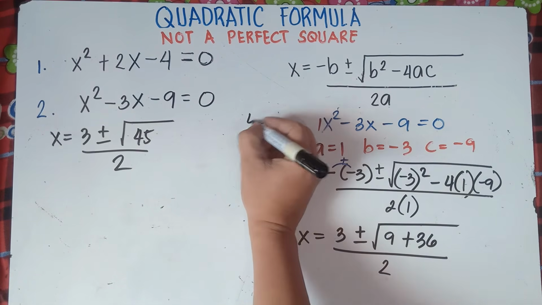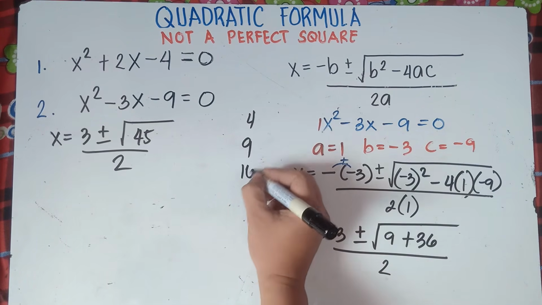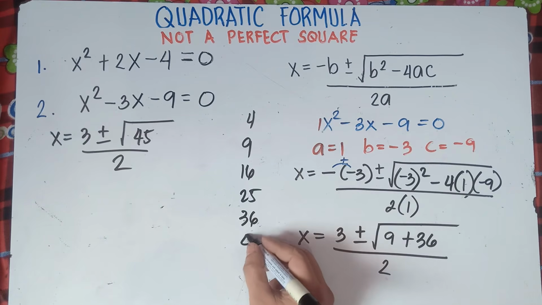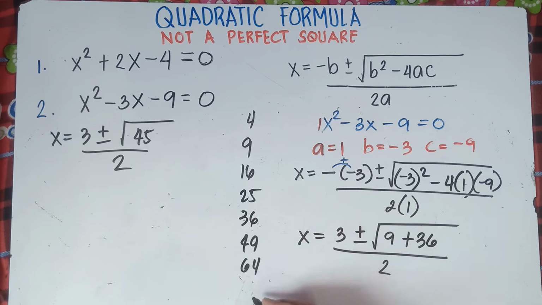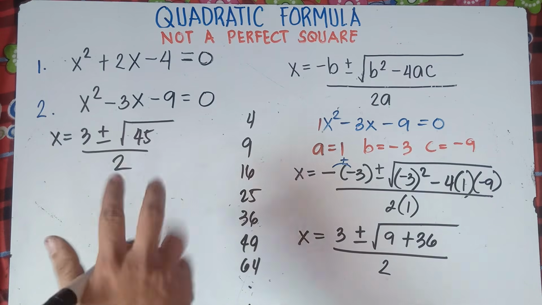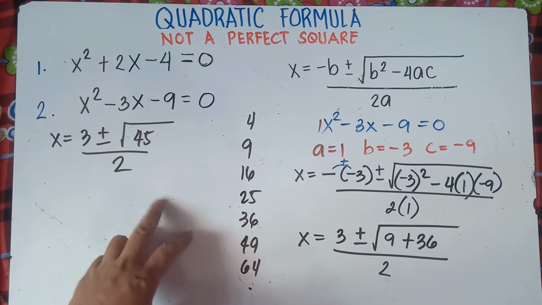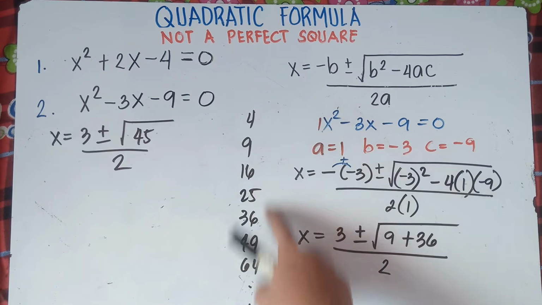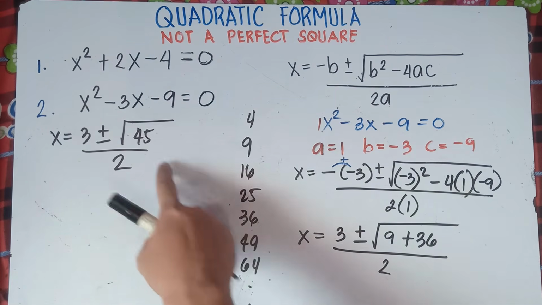Alright, so let me write down again the perfect squares. So we have 4, 9, 16, 25, 36, 49, 64, and so on. So once again, if I will be answering this one, the square root of 45, 45 is not a perfect square. You didn't see this number in the perfect squares.